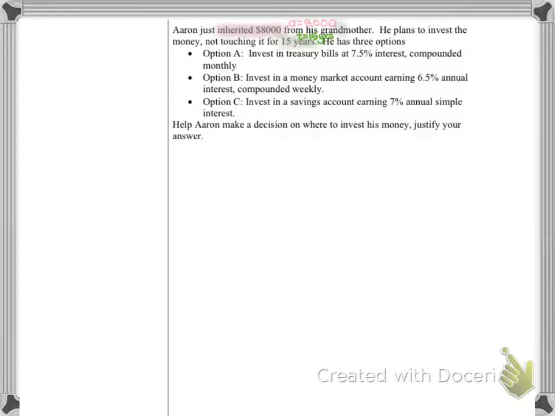Now let's see what else we got. Oh, he's got 3 options. Okay, so now let's go into these options. I think I'm just going to do one at a time. So let's do option A first. Treasury bills, 7.5% interest. Okay, it doesn't state that it's annual, but the understanding is that it is. So it's not flat out told to you, then we're going to say that this is an APR. Okay. It is compounded monthly.